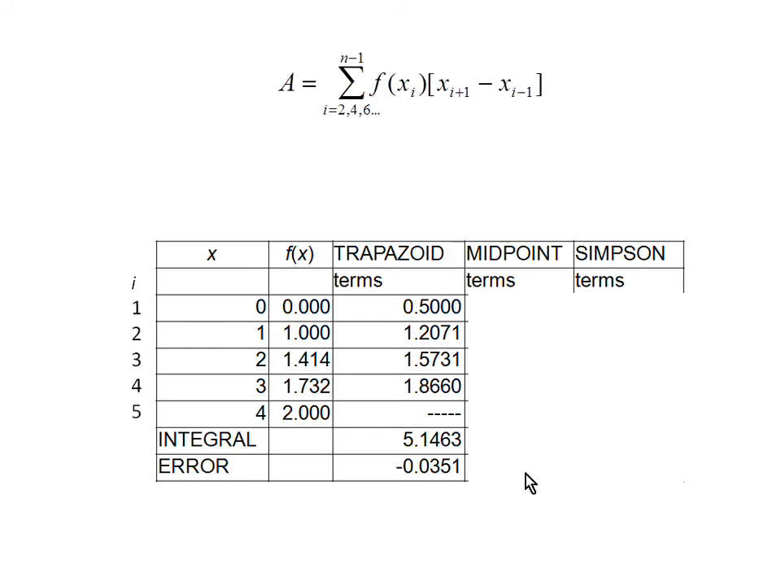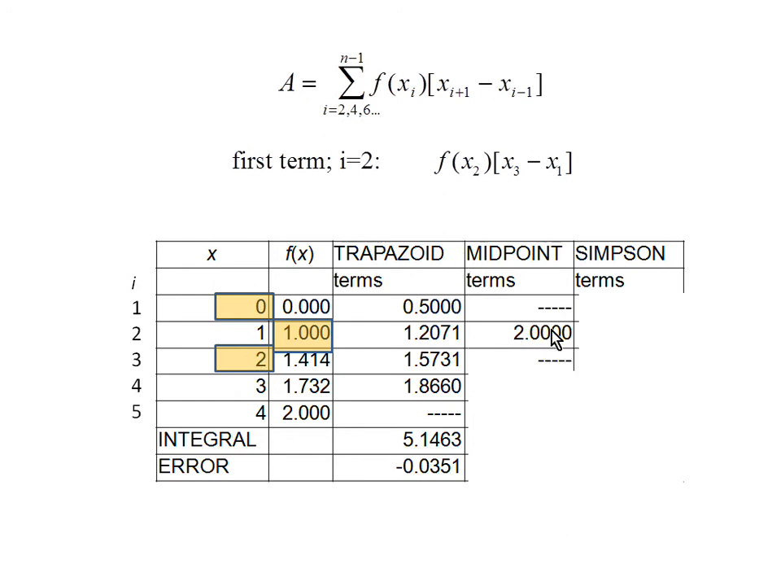Okay, for the midpoint method, here is the composite method, and for the first term, it'll be I equals 2. So we substitute I equals 2 in here, and we get this as the expression for the first term. We'll use those 3 points, and we'll calculate the first term here. It's for I equals 2, so it goes there. We don't have a term for I equals 1 or I equals 3, so those are left blank.